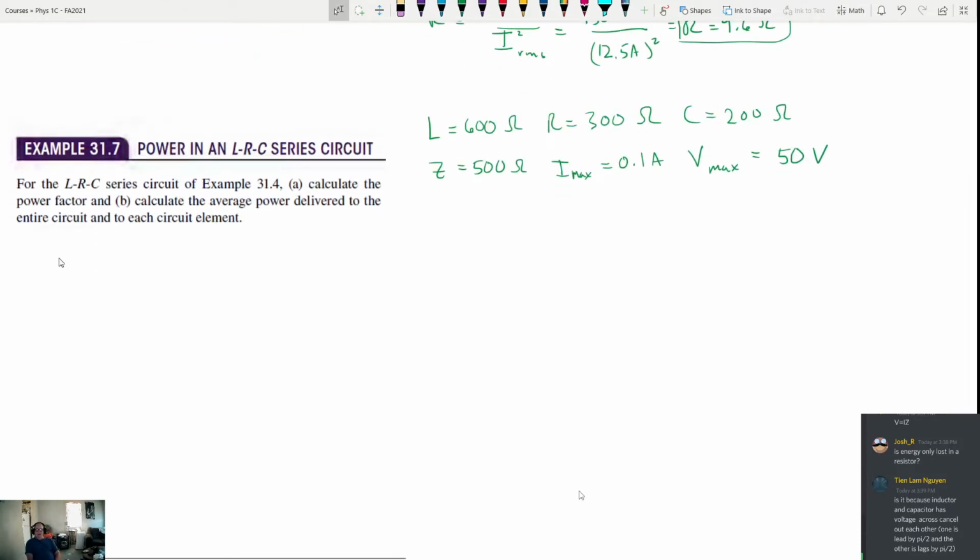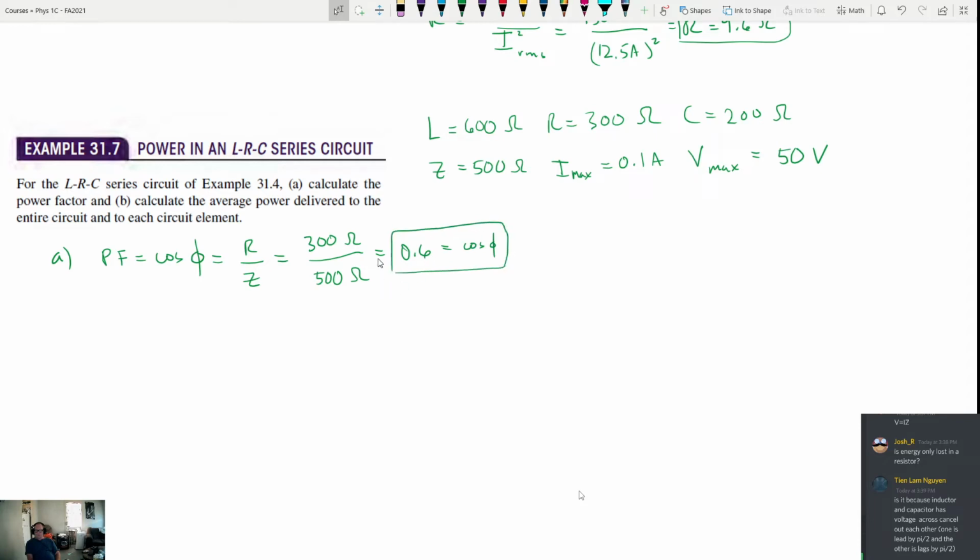So part A says to calculate the power factor. The power factor PF is equal to cosine phi is equal to R over Z is equal to 300 divided by 500. So it's equal to 3/5, which is 0.6. Okay. Part B, calculate the average power delivered to the entire circuit as well as to each circuit element.